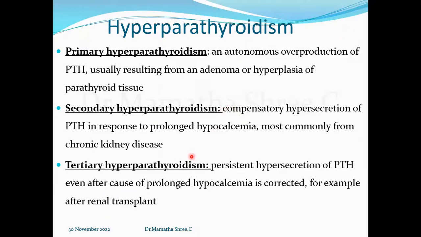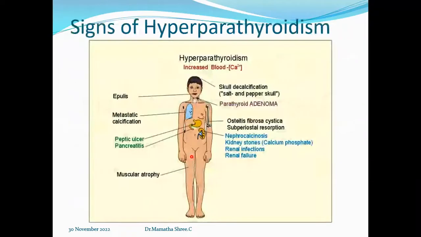Likewise, we have tertiary hyperparathyroidism. So what could this be? It is when there is persistent hypersecretion of parathyroid hormone even when you correct the prolonged hypocalcemia. For example, following renal transplant, there will be tertiary hyperparathyroidism.